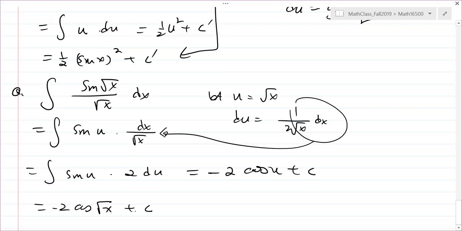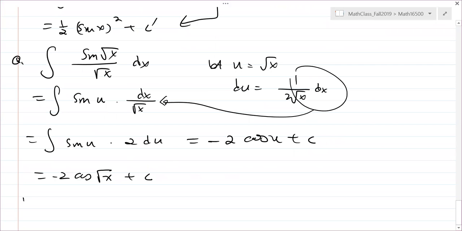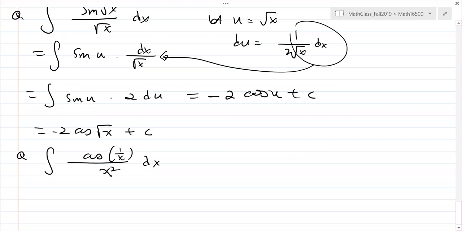And it's done. So it's negative 2 cosine of square root of x plus constant. Okay. So I'm going to ask you to evaluate the integral of the following: cosine of 1 over x, over x squared, and check. Please find the antiderivative of this function.